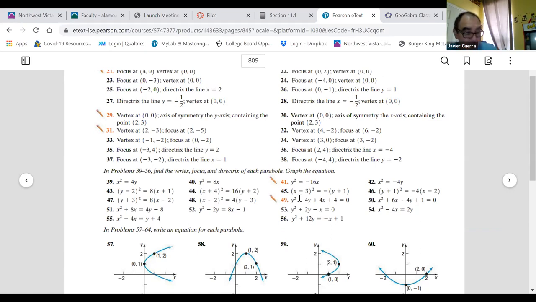Okay, 54. That's a good one. All right, 54. You guys are picking the hard ones. The difficult ones are good. X squared minus 4x equals 2y. Okay. X squared minus 4x equals 2y. Okay.